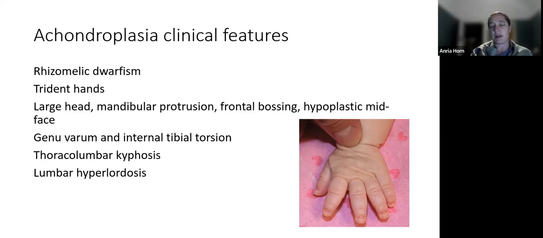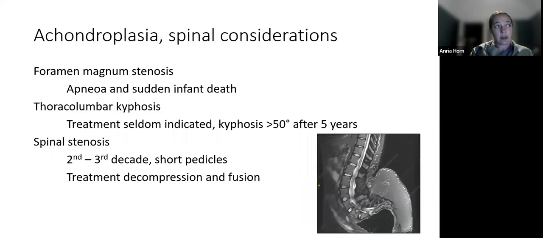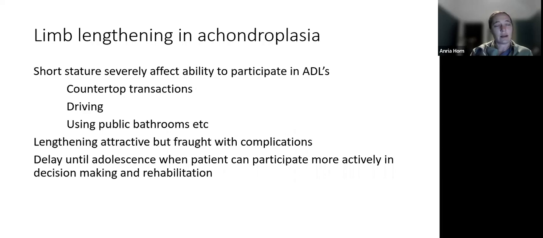But their main orthopedic concerns are really in the spine. So they get the thoracolumbar kyphosis and lumbar hyperlordosis. But more importantly, almost all of them get spinal stenosis. They can also get foramen magnum stenosis, which they get in infancy. Then the kyphosis usually doesn't require any treatment, but because of the short pedicles in the spine, they get severe spinal stenosis, and most of them require some intervention for that.